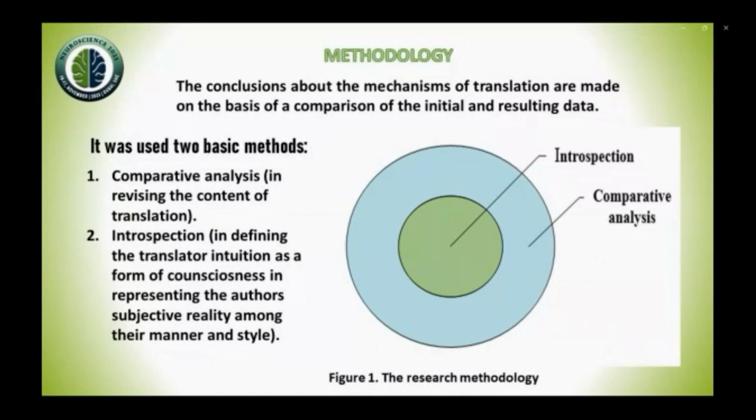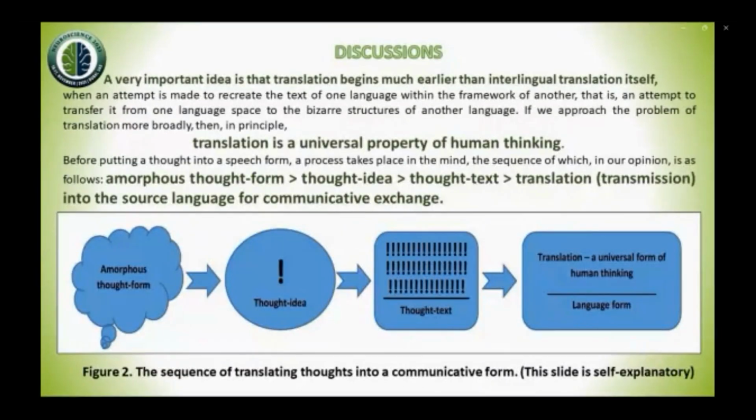Number one, comparative analysis in revising the content of translation. Number two, introspection in defining the translator's intuition as a form of consciousness in representing the author's subjectivity, reality, among their manner and style. Discussion. A very important idea is that translation begins much earlier than interlingual translation itself, when an attempt is made to recreate the text of one language within the framework of another, that is, an attempt to transfer it from one language space to the bizarre structures of another one.